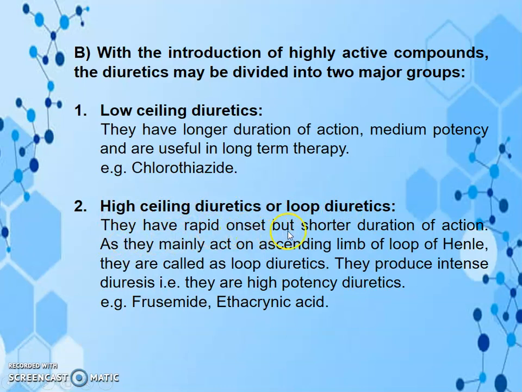They have rapid onset but shorter duration of action, as they mainly act on the ascending loop of Henle. Hence they are also called loop diuretics. They produce intense diuresis, that is, they are high potency diuretics, for example furosemide and ethacrynic acid.